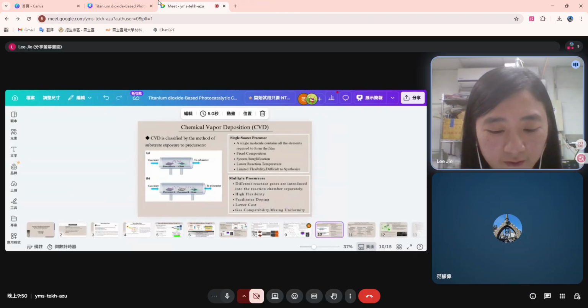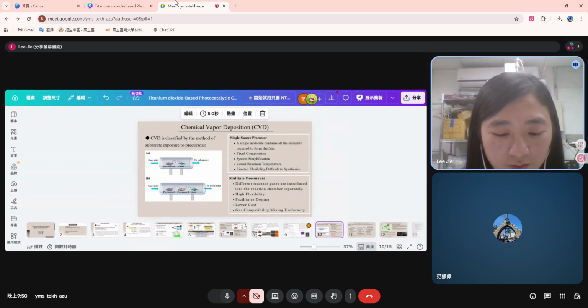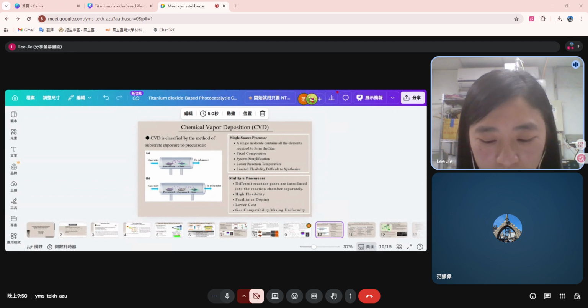CVD process advantages such as simple equipment requirement and the capability with a wider variety of precursors, enabling the fabrication of continuous, uniform thin films with controllable composition. In the CVD process, the choice of precursor directly determines the chemical composition, structure, and the growth rate of the film.